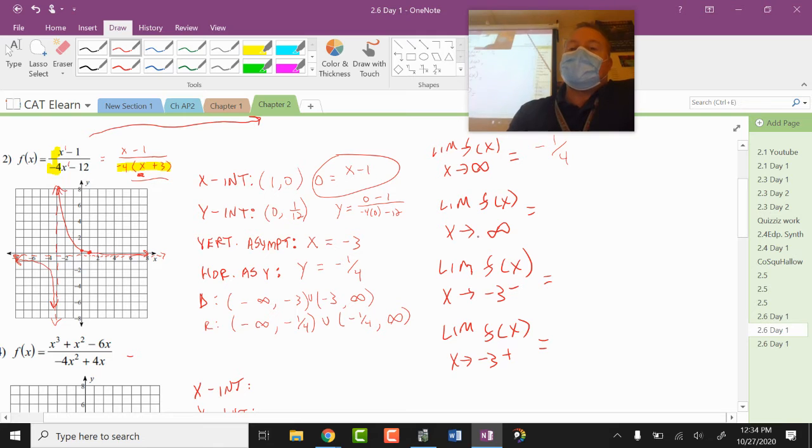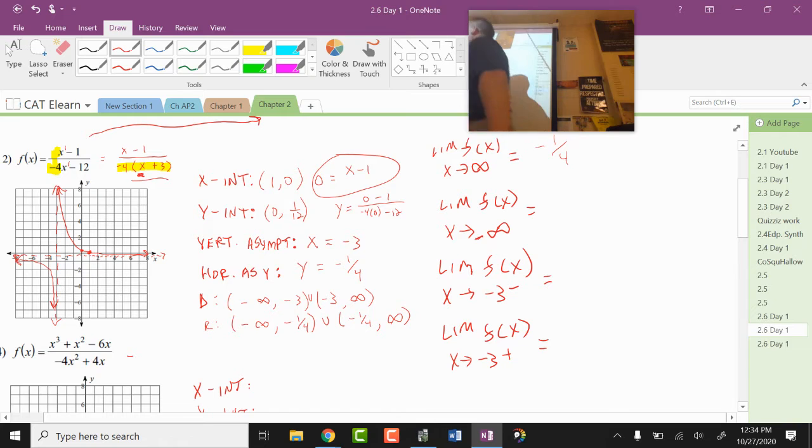All right, and then as x goes to negative infinity, what does y go to? Now it's on the other side of the graph, which is kind of cut off. I should zoom this in. But as x goes to negative infinity, what does y approach?